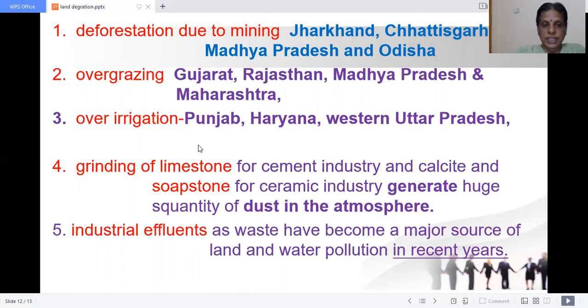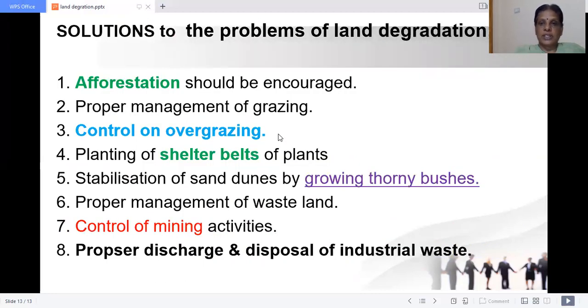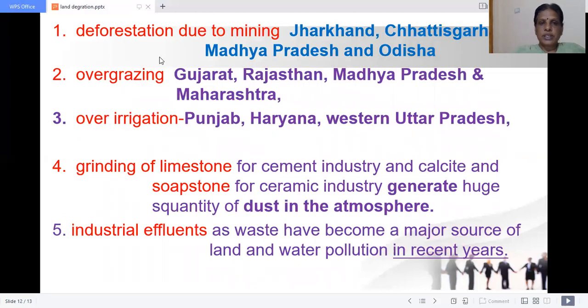That is the reason for the land degradation. And industrial effluents: in recent years the industrial owners are not treating the industrial waste, and they allow it to drain as it is into the river and ponds, which pollutes the water and damages the fertility of the soil. These are the reasons for land degradation. Once again, let us recall: deforestation due to mining, overgrazing, over irrigation, grinding of limestone and soapstone, industrial effluents. The states you could remember.